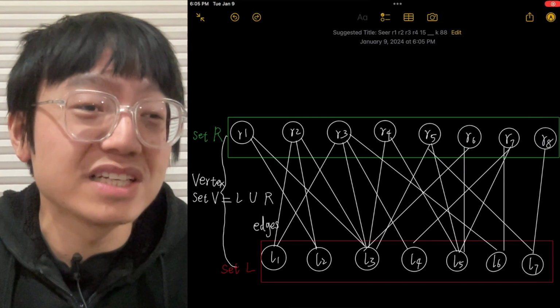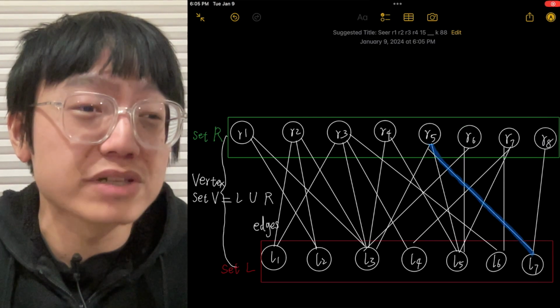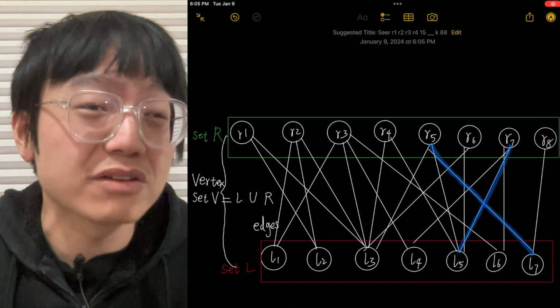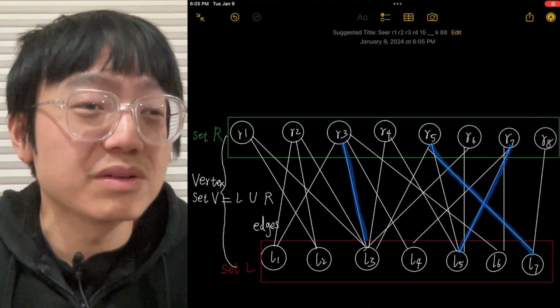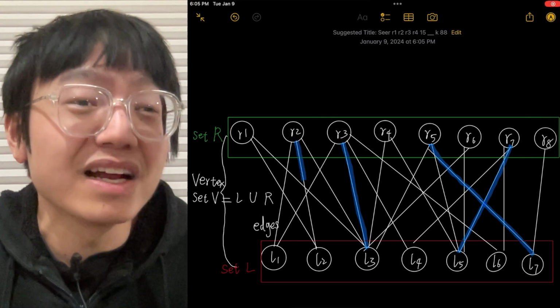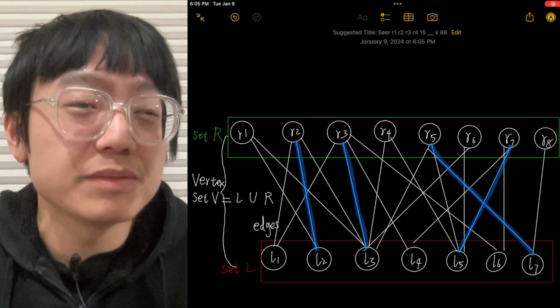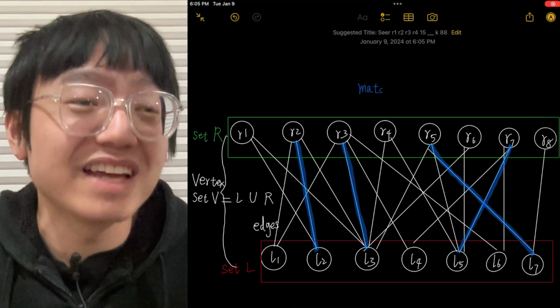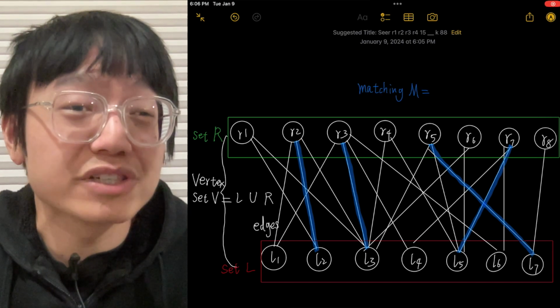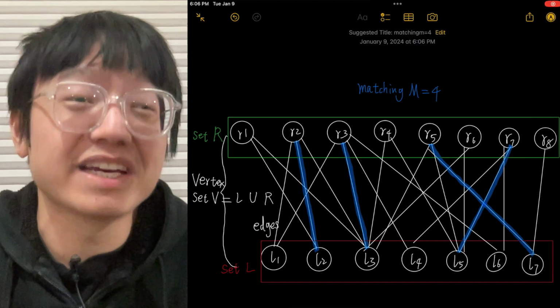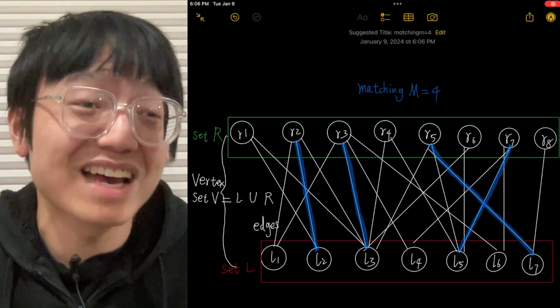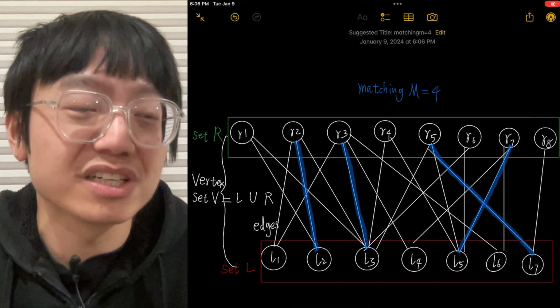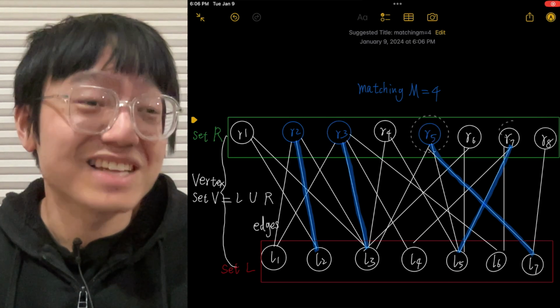A matching in a graph is a set M, which is a set of edges without common vertices. So the matching M here has a cardinality of 4, which means that there are 4 edges in the matching, and the edges that are part of matching M are highlighted, indicating that the edges are selected to represent the matching. And let's talk about vertex colors.